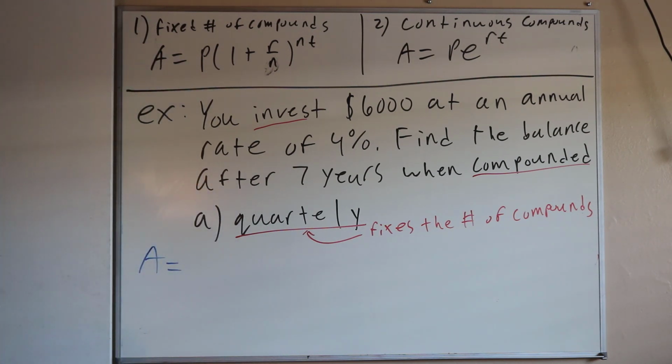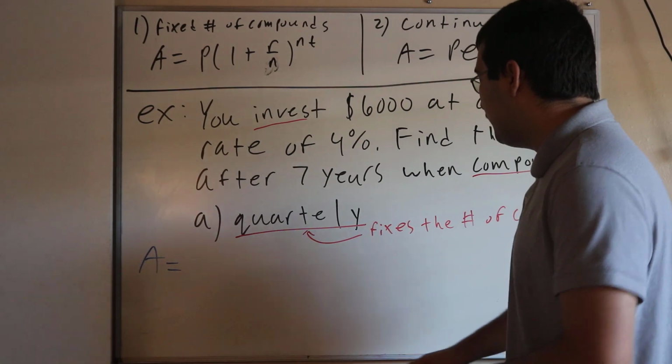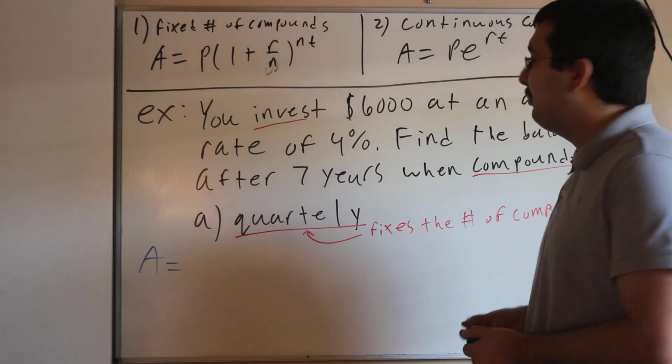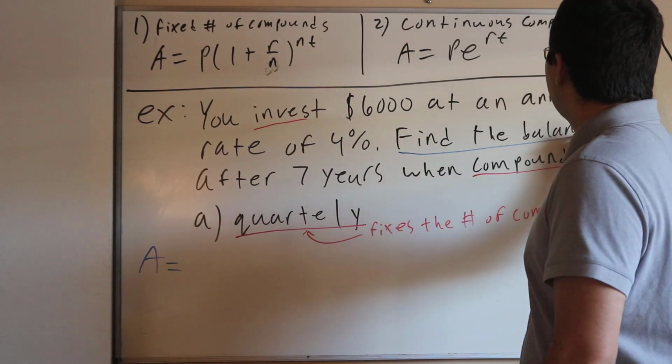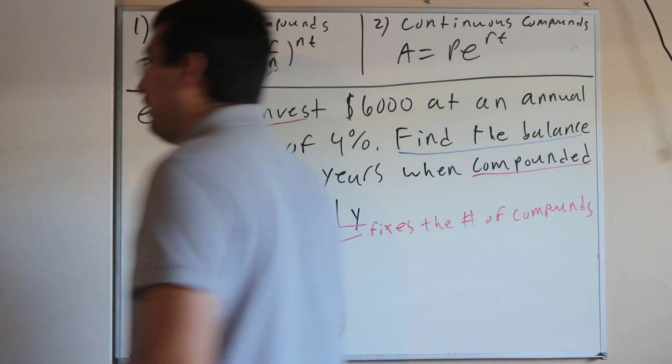What's the amount we have in our account? Well, we read through our problem. You invest $6,000 at an annual interest rate of 4%, find the balance after 7 years when compounded quarterly, right? Whenever we're doing word problems, we're looking for the goal of the problem. And the goal is right here. We want to find the balance. A is our balance. In other words, we're trying to solve for A. It's our unknown.